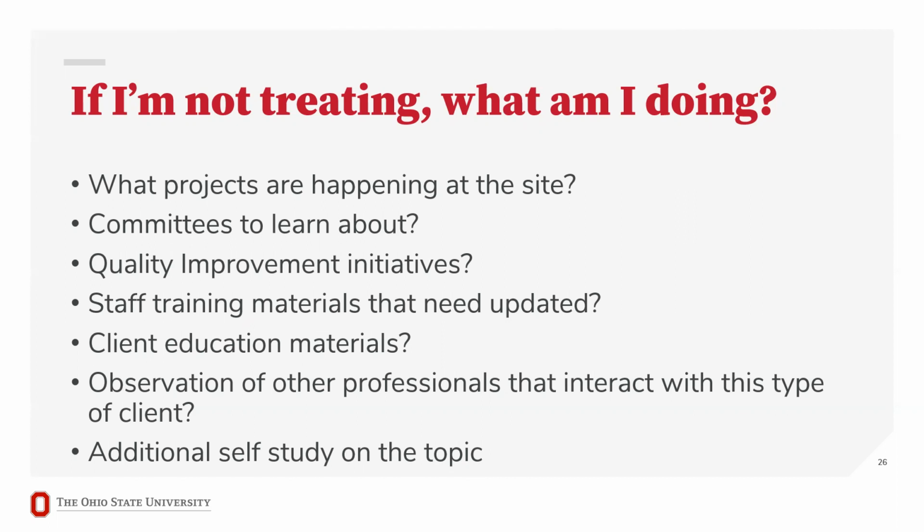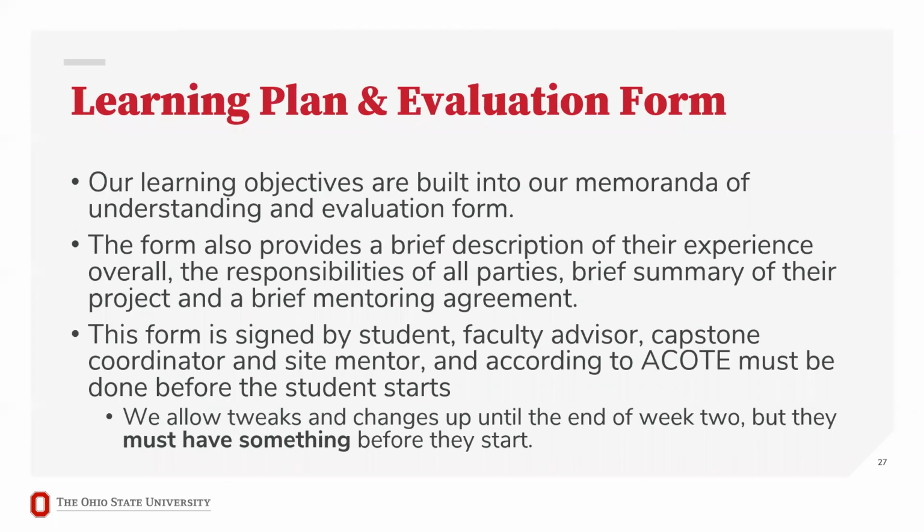So those are just some ideas on how to get from what do I want to learn? Okay, now that I know what I want to learn, how am I going to learn it? You're basically creating your own college course. So how do we evaluate all of this? So we use this one big long form that is your learning plan and evaluation all in one.